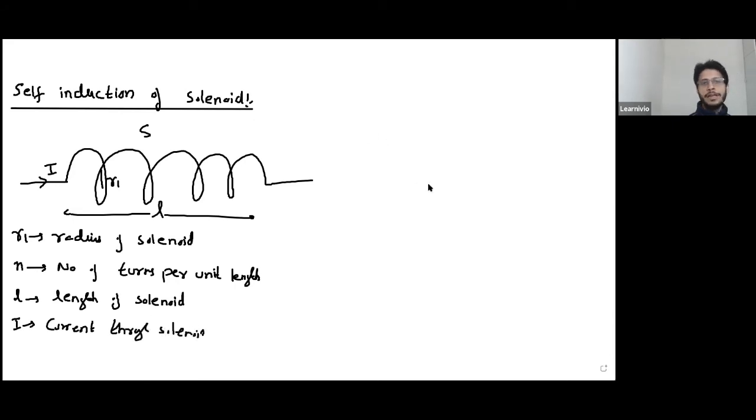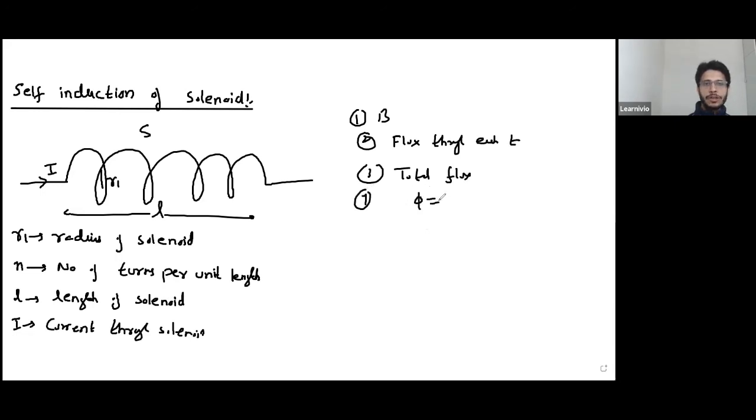I'm telling you the steps. In the first step, calculate the magnetic field due to the solenoid. In the second step, calculate the flux through each turn. In the third step, calculate the total flux. In the fourth step, calculate that flux using Li. In the fifth step, equate 3 and 4 and get the value of L.